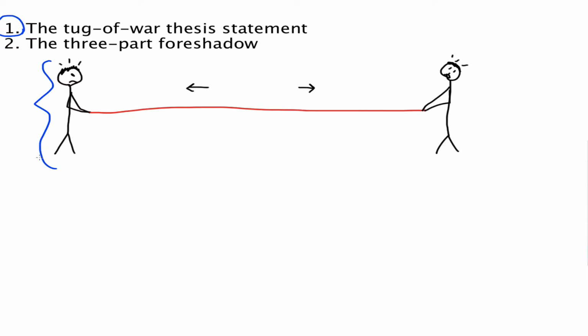All right, but before I talk about what this drawing actually represents, let me just say the tug-of-war thesis is one that contains two opposing lines of thought. It's like the ideas are pulling against each other in your thesis statement, like they're fighting, like these guys here. And you're going to declare the winner right away, and your essay is going to back up your judgment call.